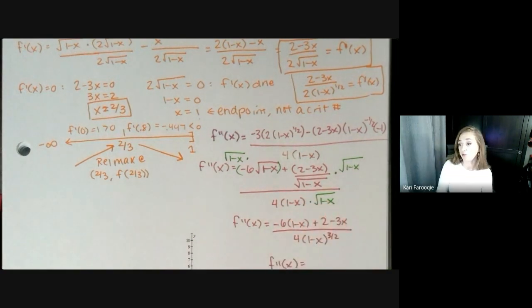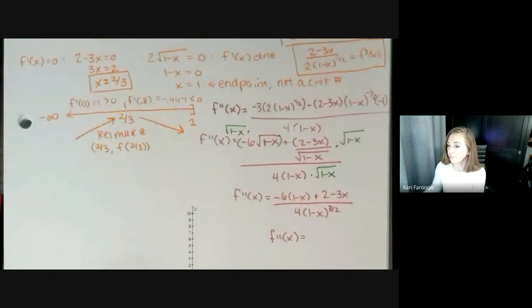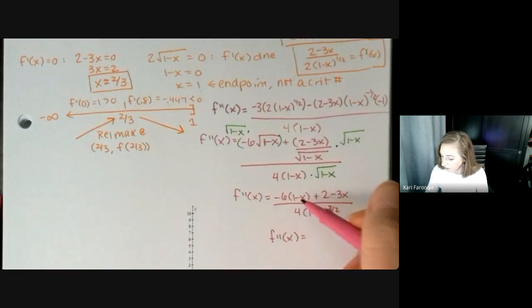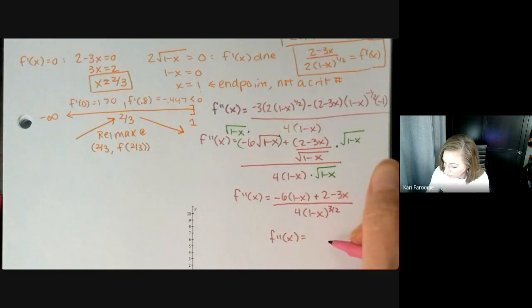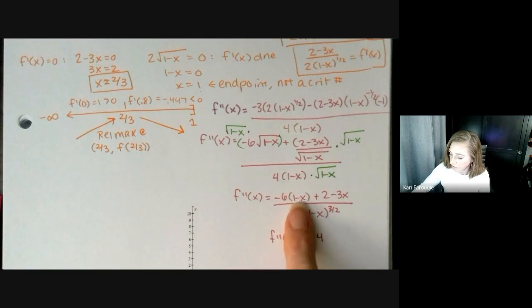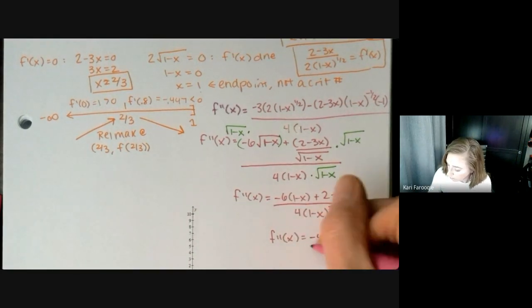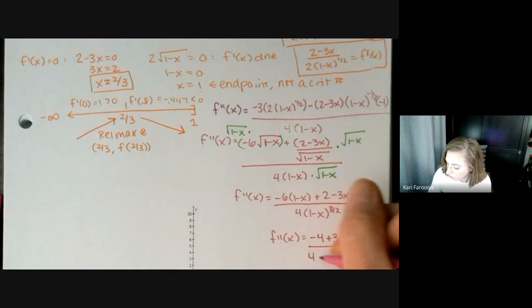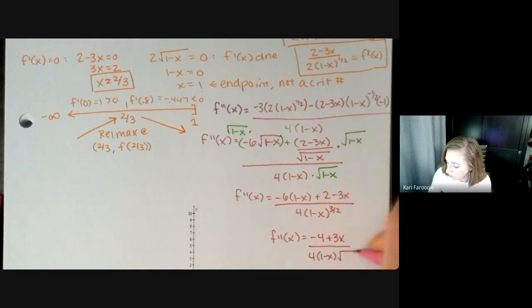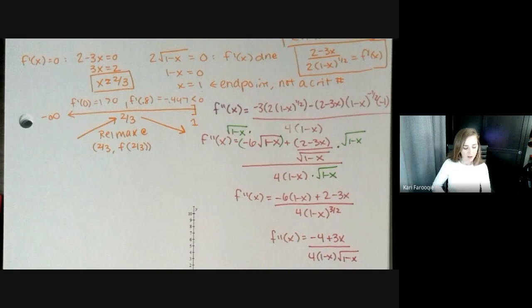Let's go ahead and simplify the numerator. So we have -6 and +2, which is -4. And then positive 6x minus 3x, all divided by 4 times. I'm even going to split mine up again, up to you. Sometimes it's easier to see when it's split up.